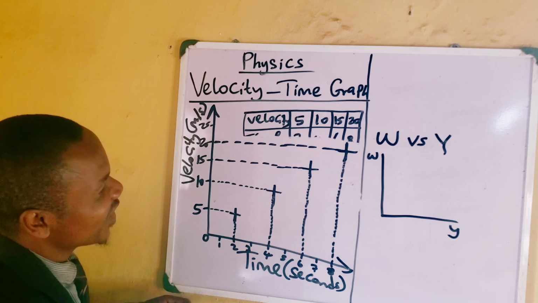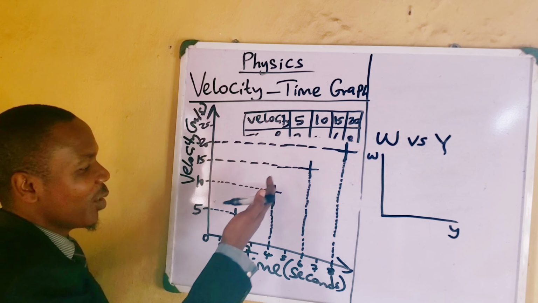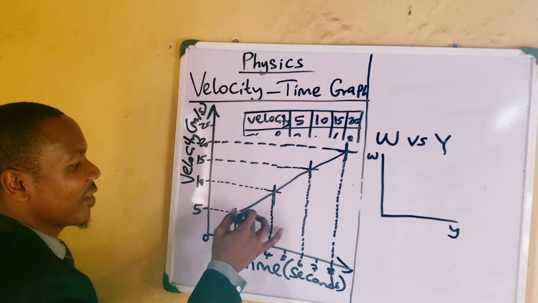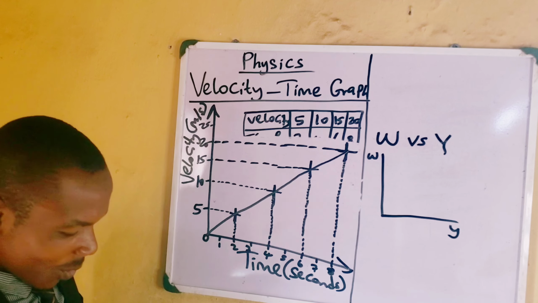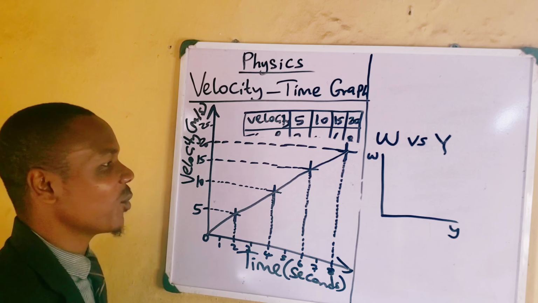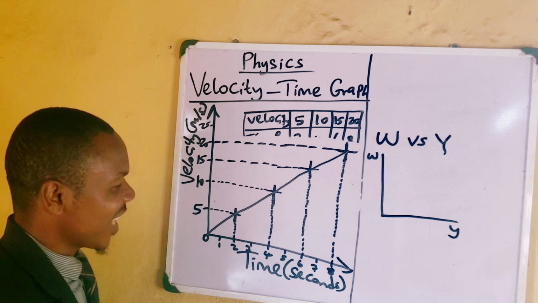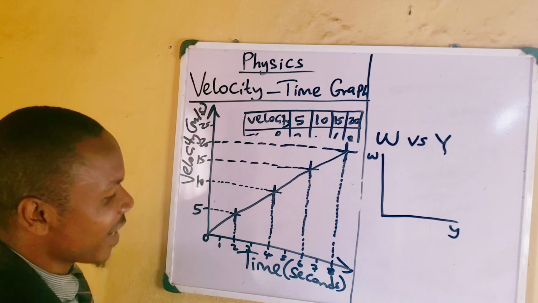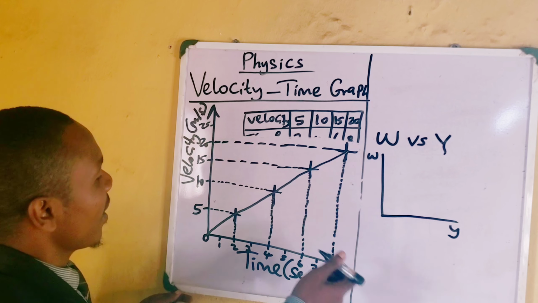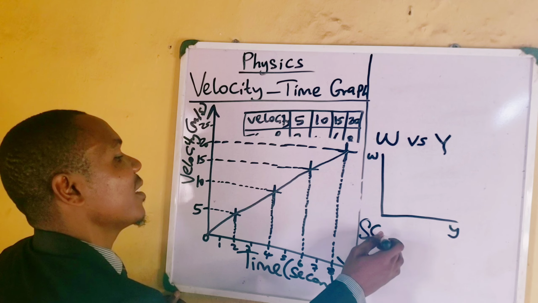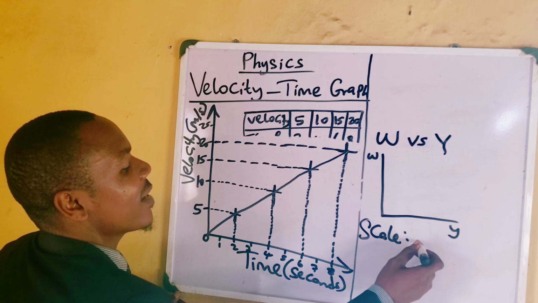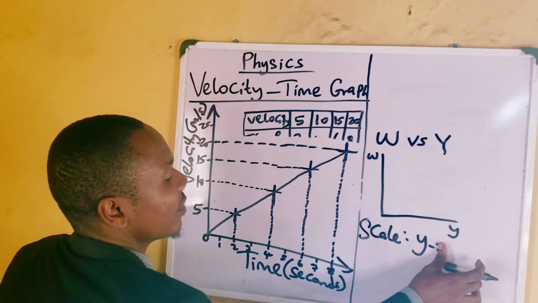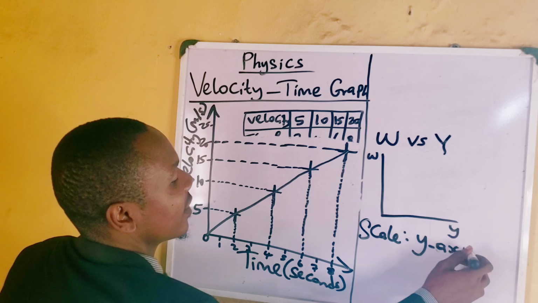What you are going to do now is place your ruler, your meter rule, like this. Then you join the points like this. Can you see that? All right, so when you get something like this, you say that you have plotted the graph of what? Velocity time graph. All right, so it's not difficult. You may write your scale here. I'll write the scale like this. Y axis, that's the vertical axis.